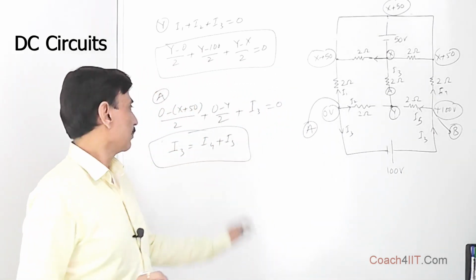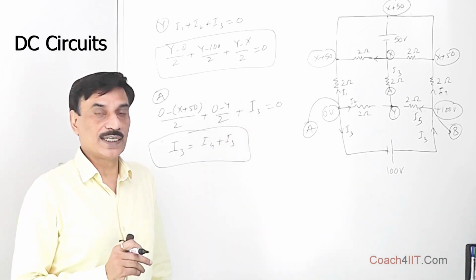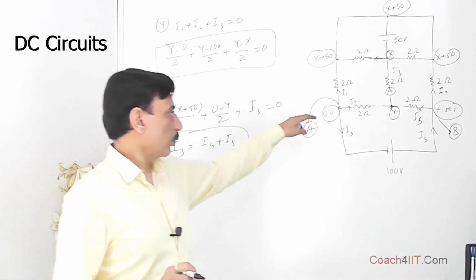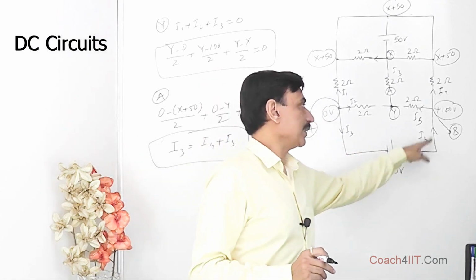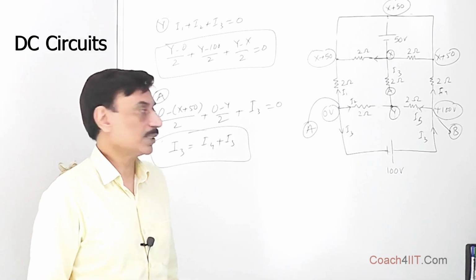We have done this because over here we don't have any terms in X and Y. When we don't have any terms in X and Y, we have to eliminate I3. We have taken, let's say, the current direction as I3 only. So this only gets divided into this and this. Fair enough. KCL, Kirchhoff current law.